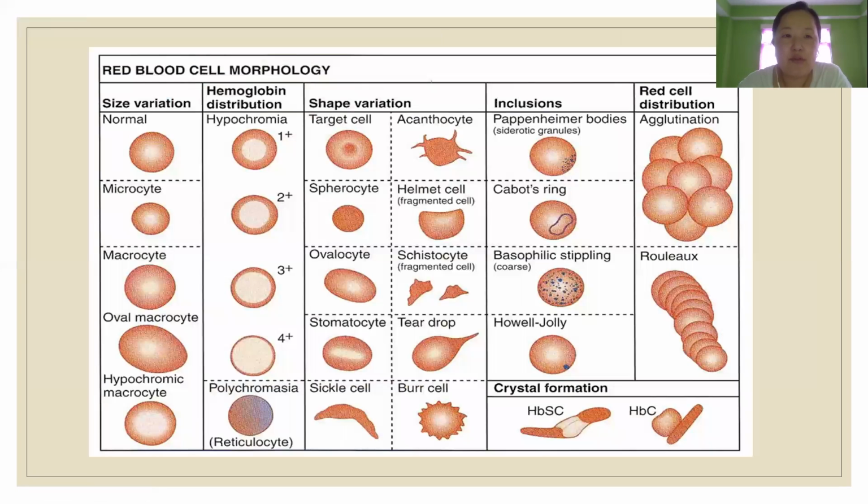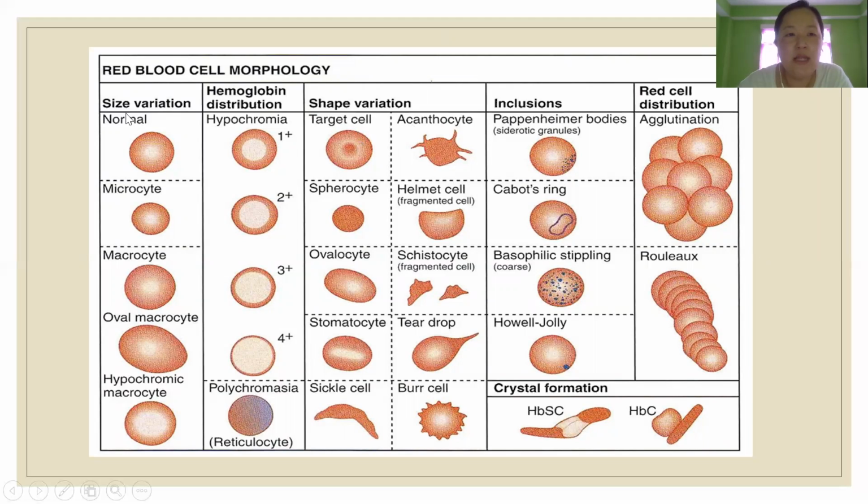So as you can see, when you interpret the Leishman peripheral smear, you're going to see various aspects of a cell. So for example, if you are looking for RBC morphology, you're going to see this: variation in shape, variation in size, then how much distribution of hemoglobin there is, the shape variations, the inclusion bodies, and how RBC is distributed, that you're going to see.